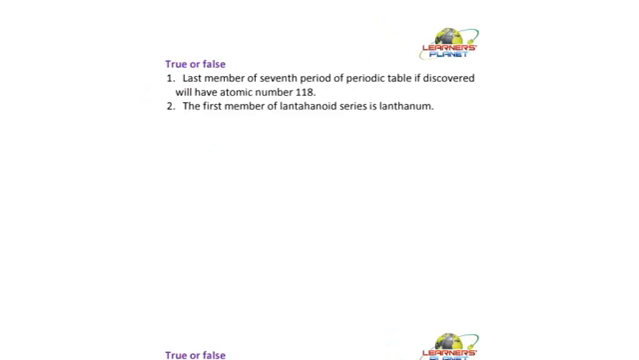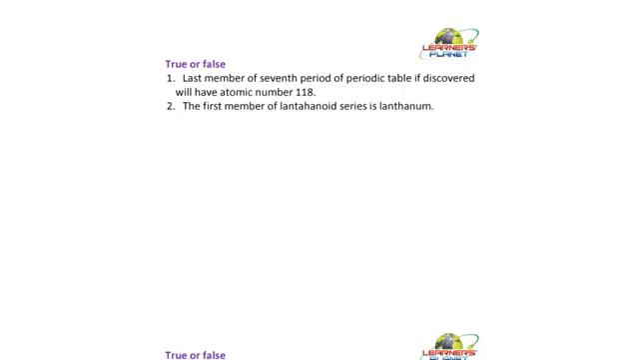We'll begin it with a true or false. So, the first question here is, students: the last member of the 7th period of the periodic table, if discovered, will have atomic number 118. How will you find out whether the statement is true or false? Now, let's solve such a type of question.